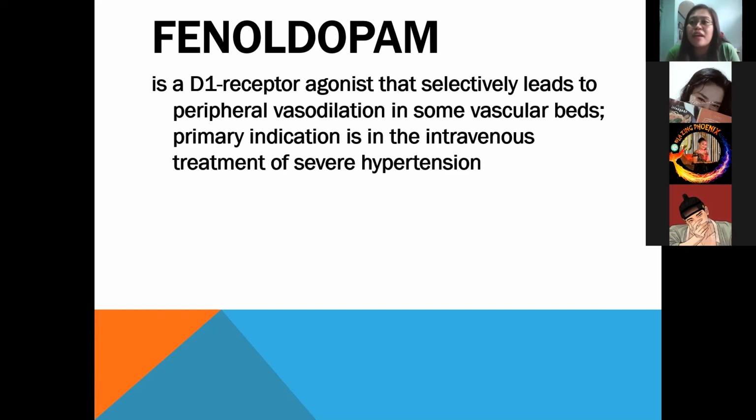Thus, kung naay vasodilation, mag-decrease ang BP. So, fenoldopam is used for severe hypertension, but this is given intravenous. So, we don't give this as a maintenance drug for hypertension. It can be used for severe hypertension. It's given intravenously to dilate the blood vessels and decrease the blood pressure. So, hangtod diri ang chapter 6.